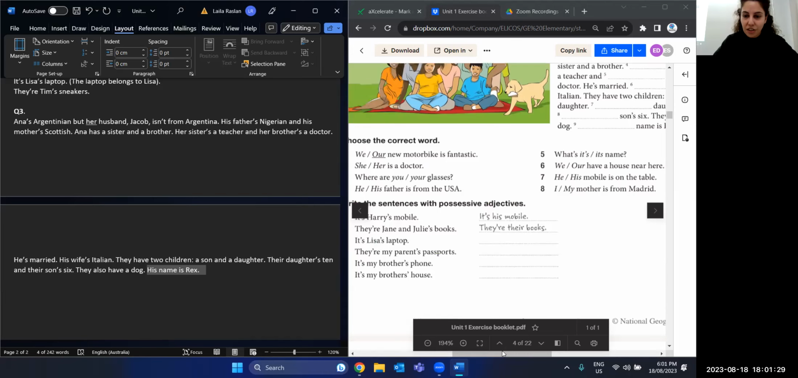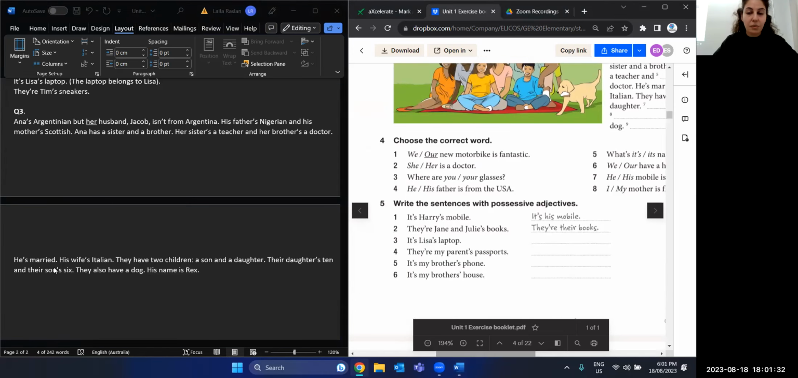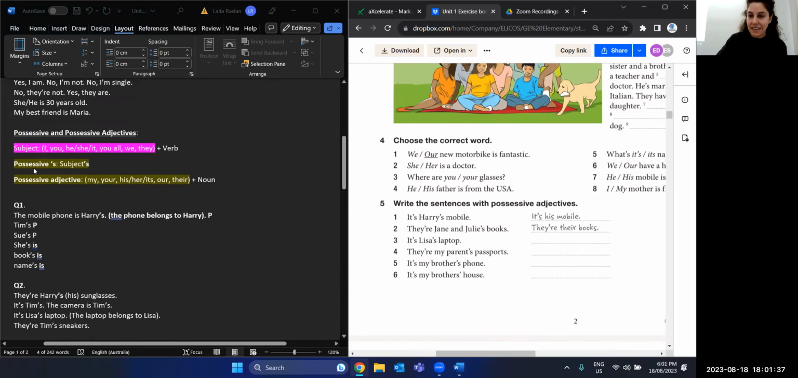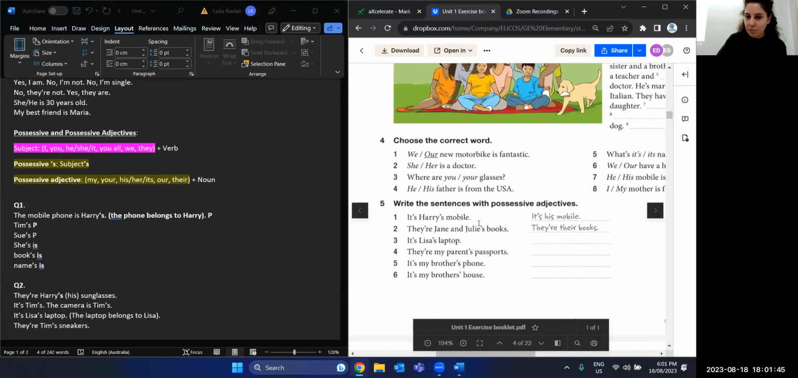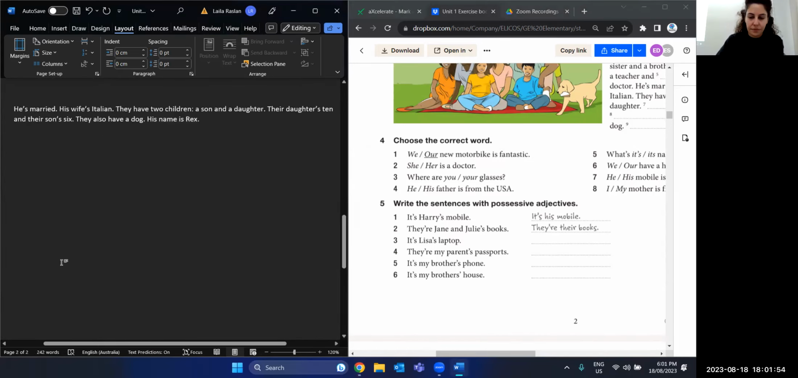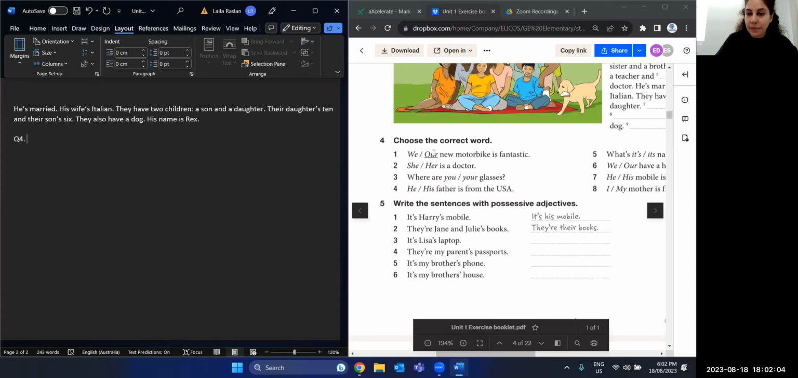Okay, so choose the correct word. So remember, this is the difference between the subject, let's have a look at the notes, and the possessive. You have to know the difference. One is with the verb, one is with an action. Number 4, they did it for us. The first one, our new motorbike is fantastic. Our, because it's with a noun, not an action.